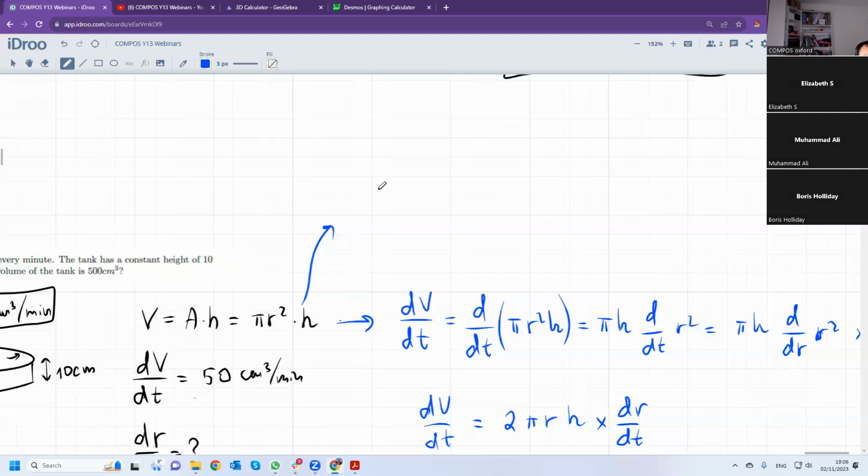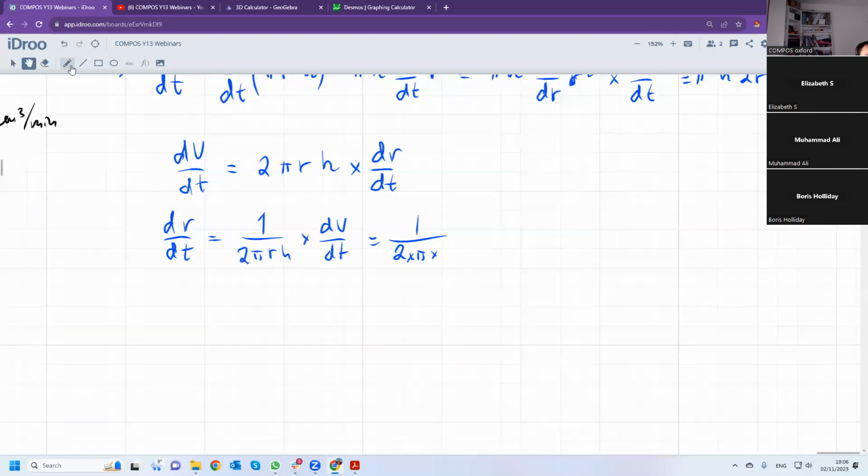So from here, 500 equals pi r squared multiplied by h, which is 10. So that's 50. So r is equal to square root of 50 over pi. That's the radius of the tank. We put that in. 2 pi multiplied by square root of 50 over pi, multiplied by h, which is 10, multiplied by the rate of change of volume, which is 50. So you just get a number. It's not going to be pretty, so I'm just going to use my calculator.